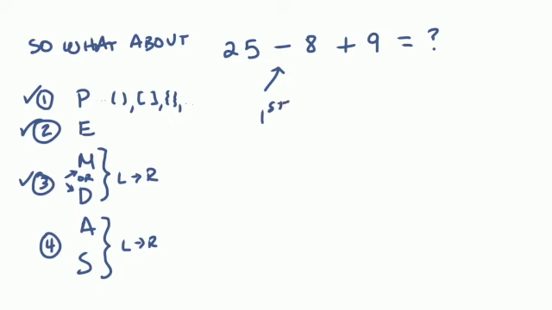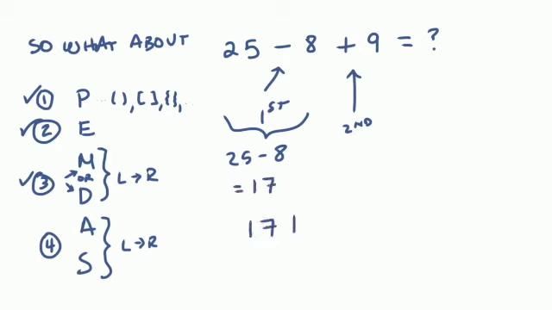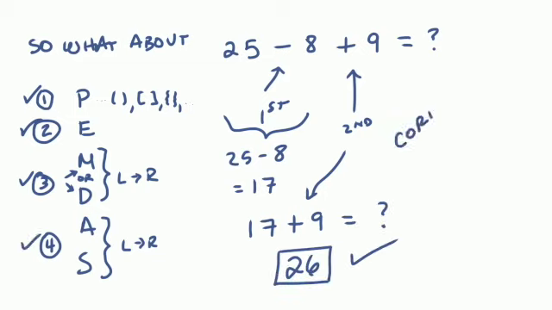And again, we focus from left to right. And we solve it as they appear in that order from left to right. So the first thing we do is subtract 25 minus 8, and that's 17. So that gives us 17 plus 9, and that second step would be to add 17 plus 9, which is equal to 26. And that's the final answer, 26.